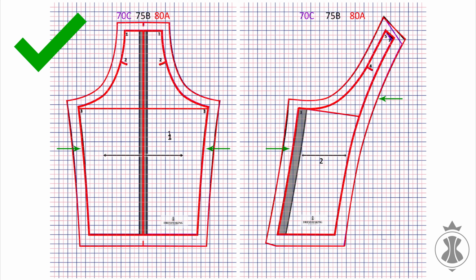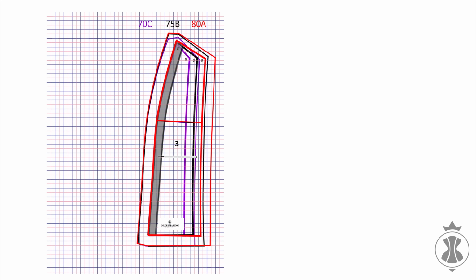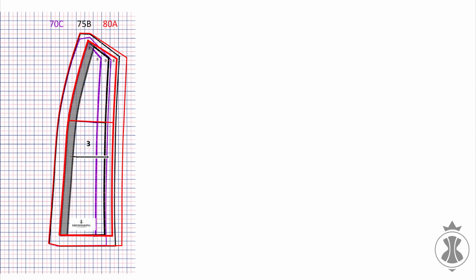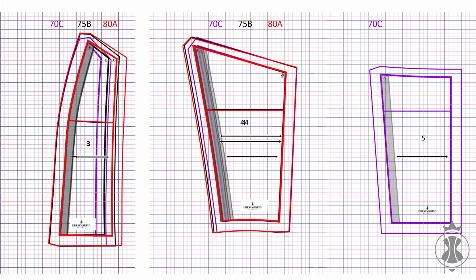When you adjust the pattern to the desired size, you can change only the lower parts of these details without affecting the area where the cup is sewn on. Details number 3, number 4, and number 5 of these patterns are different, so you can change both the lower parts and the upper edge.